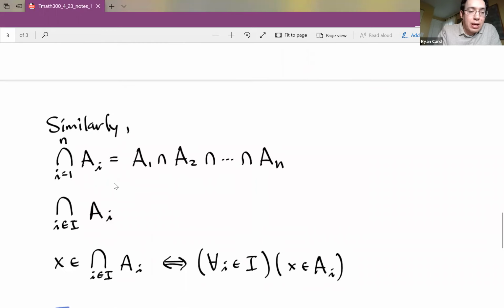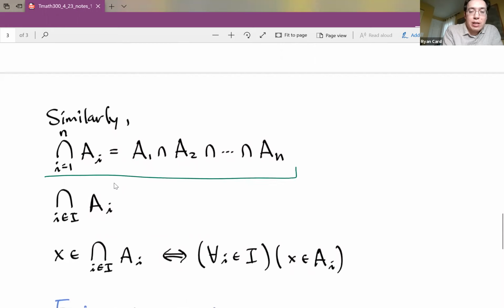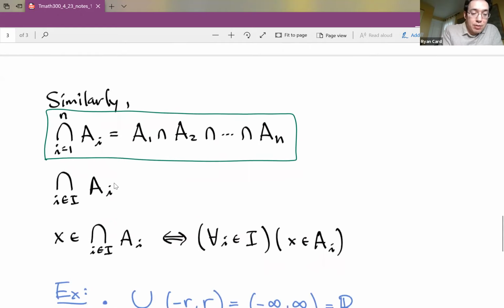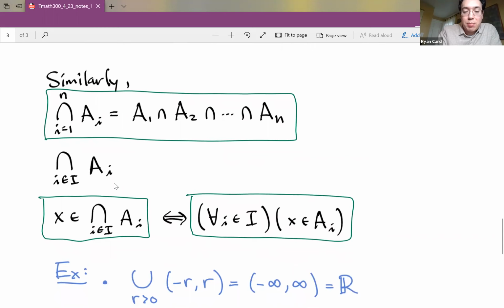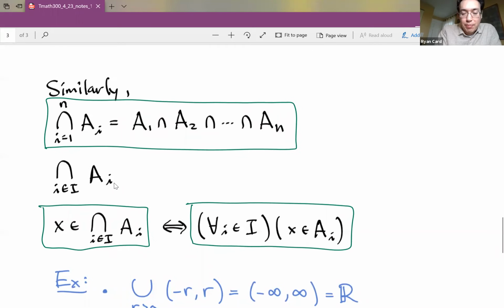You could do a similar thing with intersections as well. If it's finite, maybe it's clear what you should do. But even if it's infinite, you could reinterpret this. If x belongs to the intersection of all the A_i, that is equivalent to asking for x to belong to every single set in the index, every single A_i. So you use not the existential, but the universal quantifier. For x to belong to this, it has to belong to every single possible A_i that's in there. I hope that makes sense.